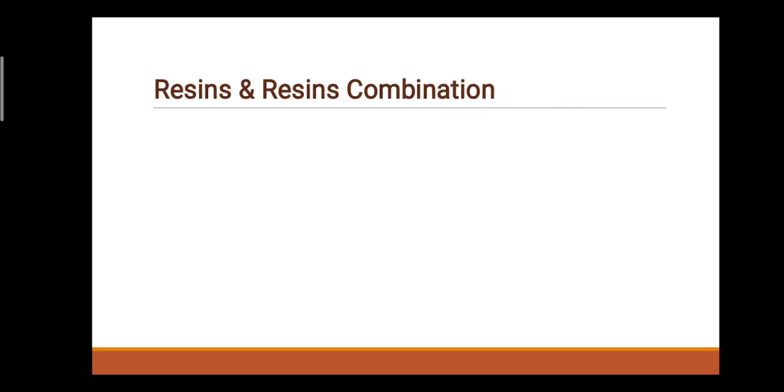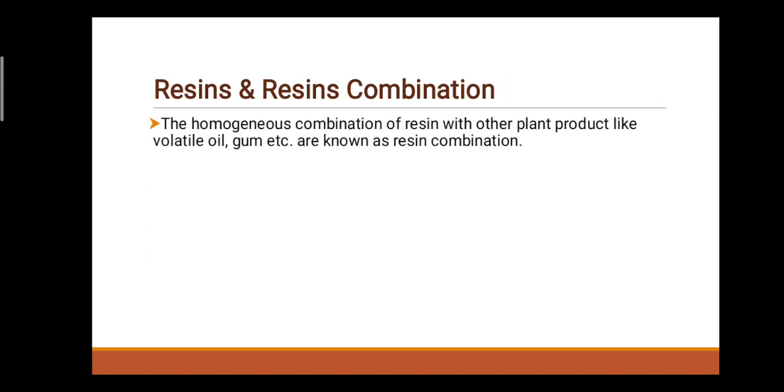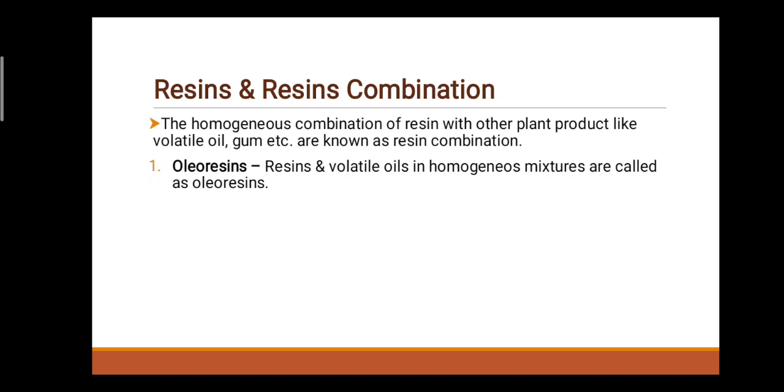Next point, resins and resin combinations. The homogeneous combination of resin with other plant products like volatile oil, gum, etc. are known as resin combinations. First one, oleoresins. Resins and volatile oils in homogeneous mixtures are called oleoresins. Example: Canada balsam, capsicum and ginger.